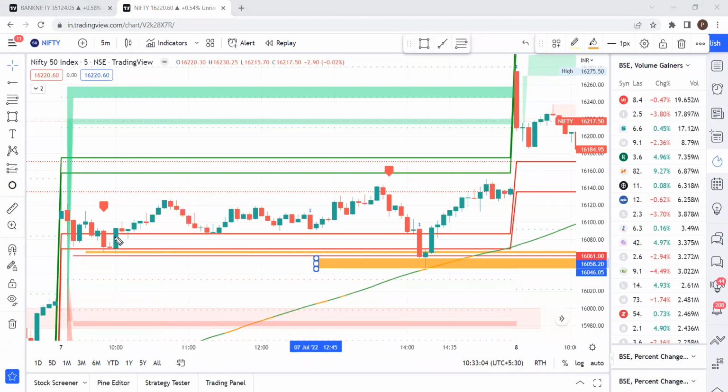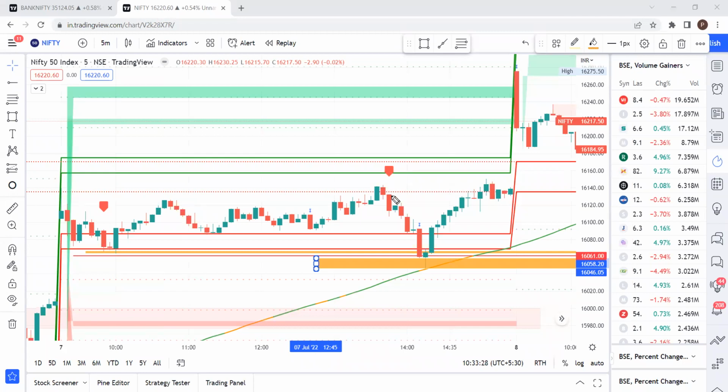So this is the first reversal candle formed. This is not a reversal candle. This is not a reversal candle. This is not the reversal candle. This is also not a reversal candle. This is still falling. And this is the first reversal candle formed for the day. So breaking the high of it, take a trade. Breaking the low will be your stop loss. Take a trade. You will be getting beautiful profits.